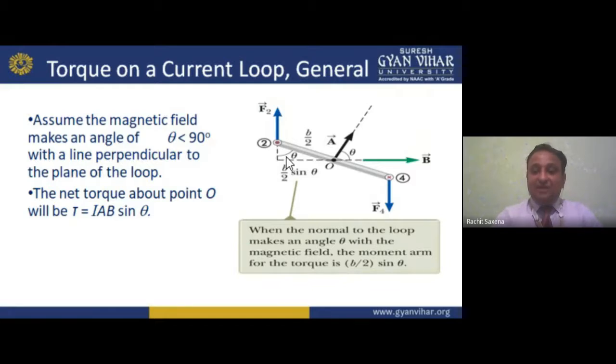With the magnetic field, the moment arm of the torque is B/2 sin theta. We call it the sine theta form. Here, B/2 sin theta. If we have an angle here, we can also write it like B/2 sin theta. So I hope you understand this.